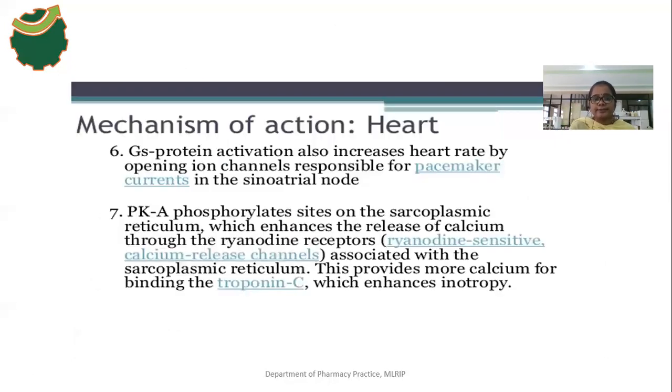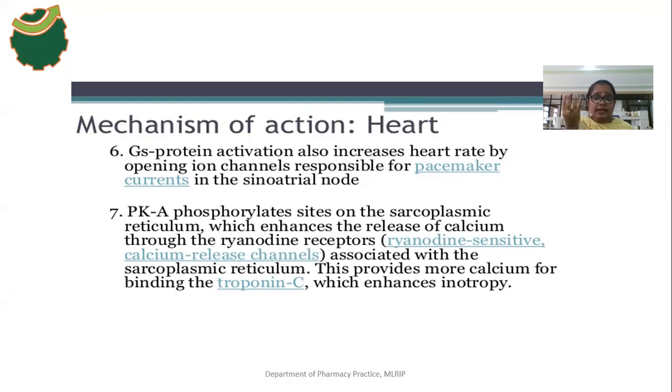Okay, and upon the activation of this Gs protein, there is an increase in heart rate, not only force of contraction. Why does the heart rate increase? Because of the opening of ion channels. Upon the activation of this Gs protein, there is an opening of what? There is an opening of ion channels.